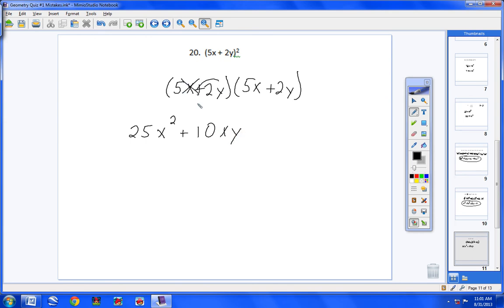Now I'm going to take this 2y and I'm going to multiply it through. So 2y times 5x would be 10. You're welcome to put yx, that's fine. And then 2y times 2y would be 4y squared. Now, I see only one x squared term. I see only one y squared term. So we're going to have to bring those down. There's no like terms. But in the middle, notice I have an xy and a yx. They're the same term. xy is the same thing as yx.